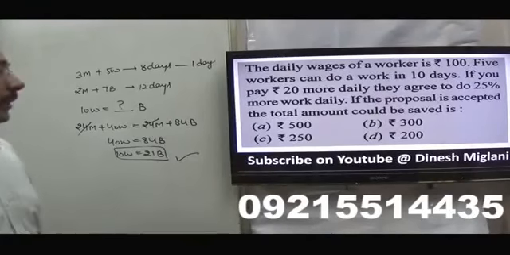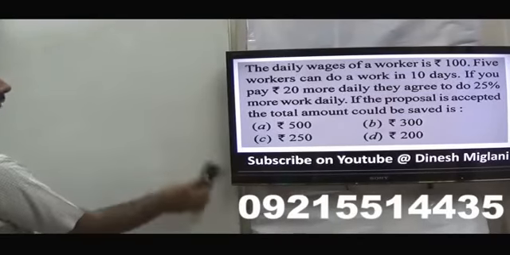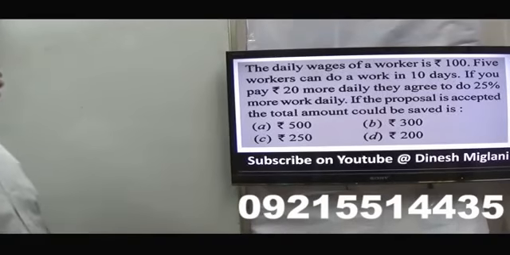Let us take the next problem here. It is given that the daily wage of a worker is rupees 100. 5 workers can do a work in 10 days. If you pay rupees 20 more, they agree to do 25% more work daily. If the proposal is accepted, the total amount that would be saved is, right?